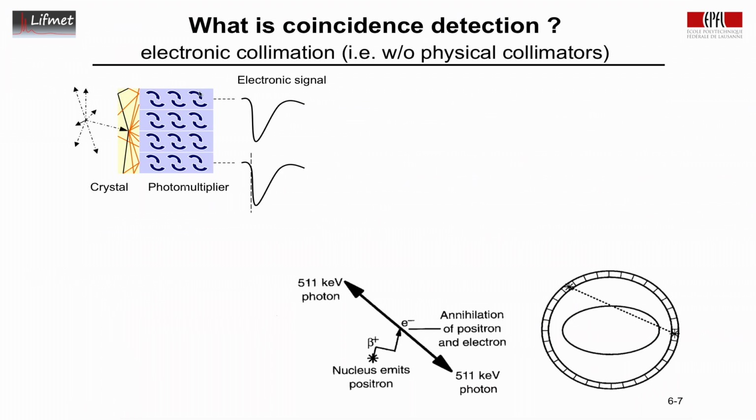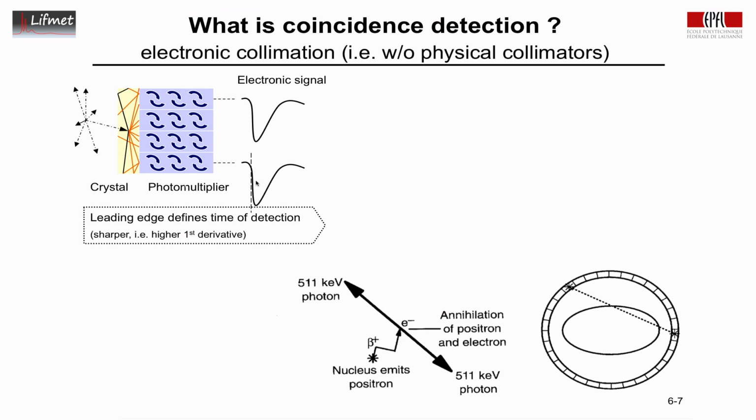And let's say we take these two detectors here, we have these two signals here. To determine the precise time, because we want to determine simultaneity for coincidence detection, one wants to have a precise measure of the time, and this is done on the leading edge of the amplified signal. This is steeper, so it is sharper and it has a higher first derivative.